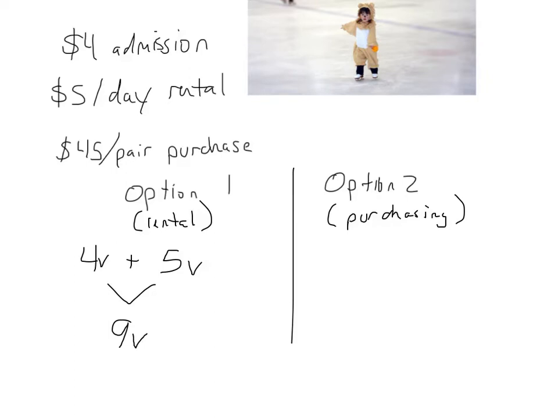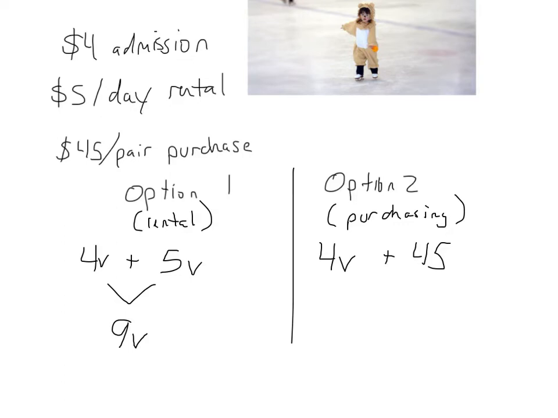Now, what about option 2? Well, with option 2, you still have to pay $4 per visit to get into the rink, but you don't have to rent the skates. You've already purchased them. So we're going to add to that 45, but it's not $45 per visit. It's just you buy the skates one time for $45, and you're done.